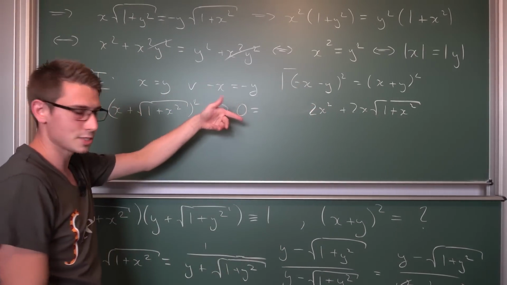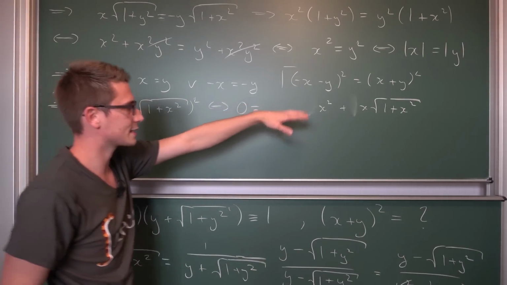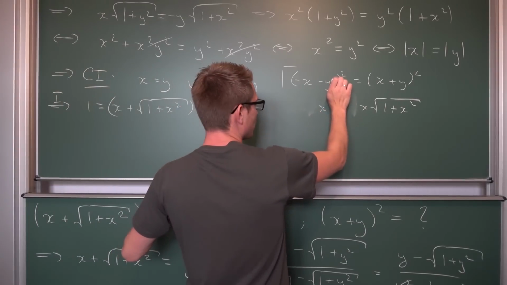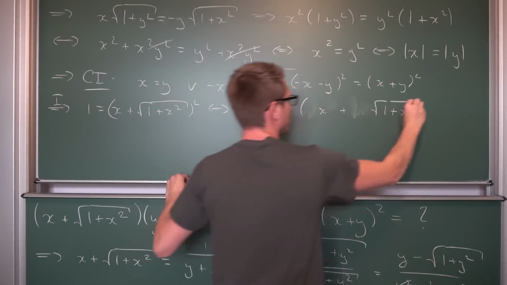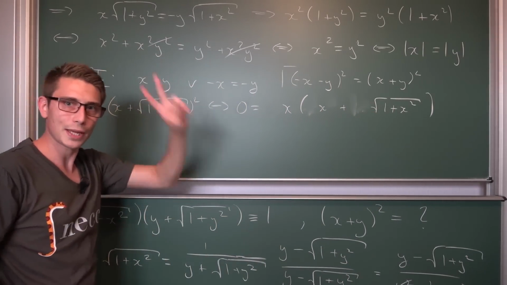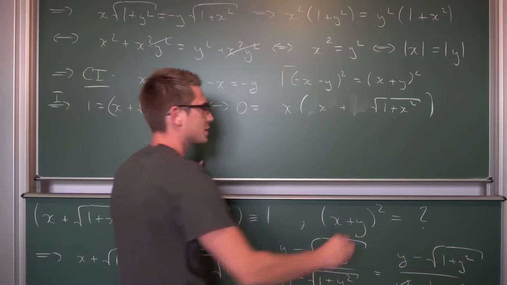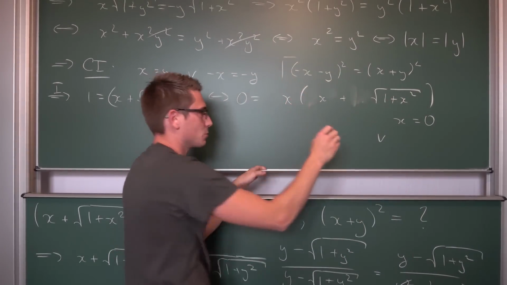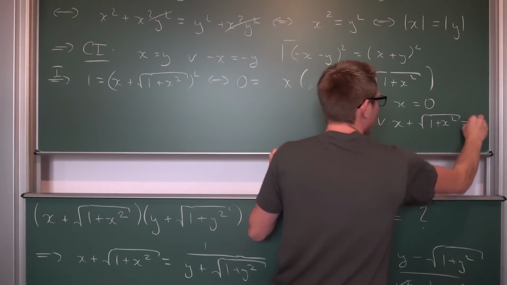But the 2 is not equal to 0, so we can cancel it out on both sides, leaving us with x² plus x times the square root of 1 plus x² is equal to 0. But this is a product of two things, because we can factor out the x from both terms, meaning we get x times another factor equal to 0. Now we can have two cases. Since we are in a field, either x is equal to 0, or this factor is equal to 0: x + √(1 + x²) = 0.